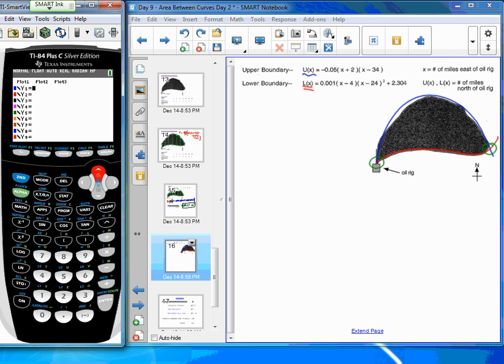First curve, u of x, will be negative 0.05 times the quantity x plus 2, everybody enter it, please, times the quantity x minus 34. L of x is the cubic, 0.001 times the quantity x minus 4, times the quantity x minus 24 squared, and then plus 2.304. Take a minute and make sure you have those entered correctly, please.